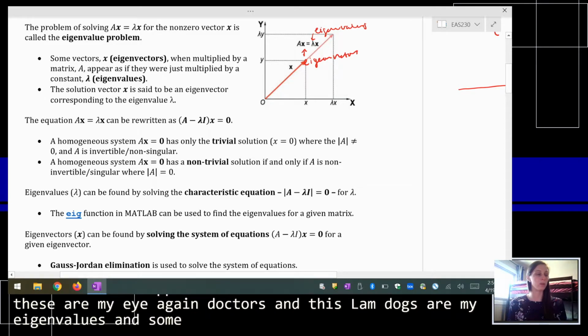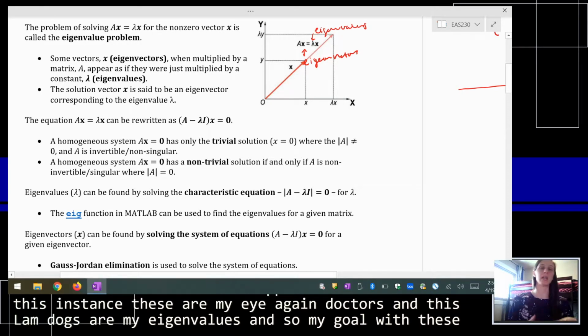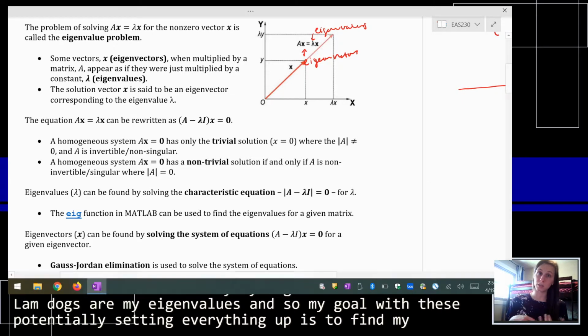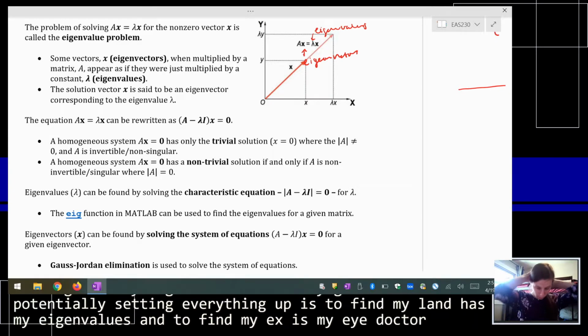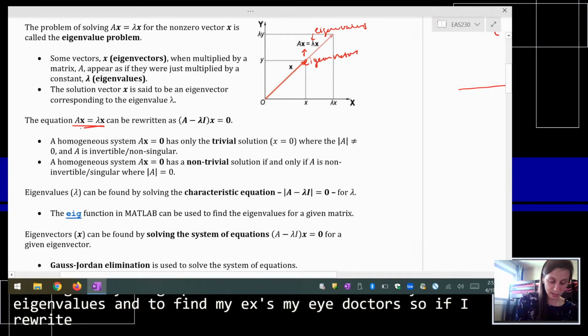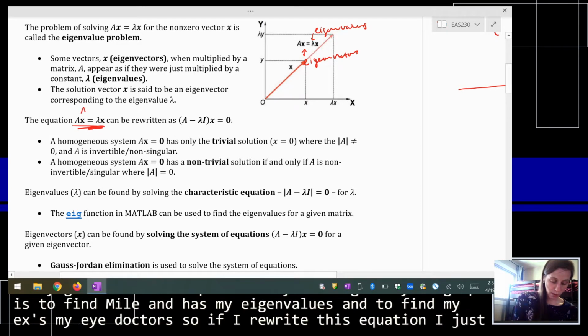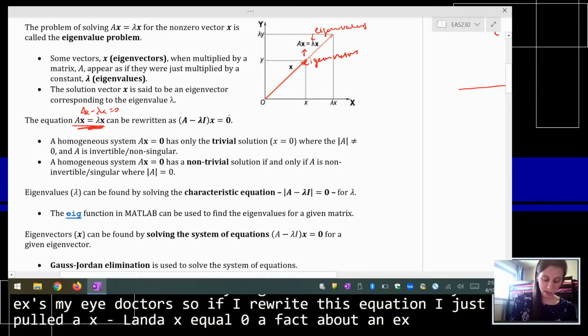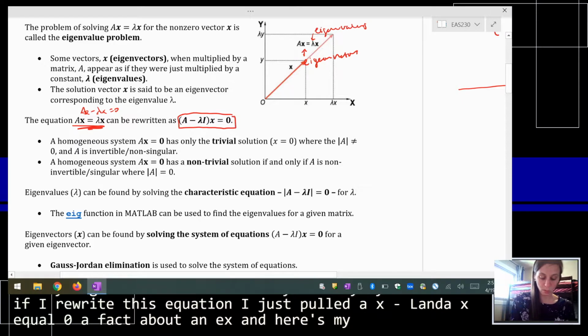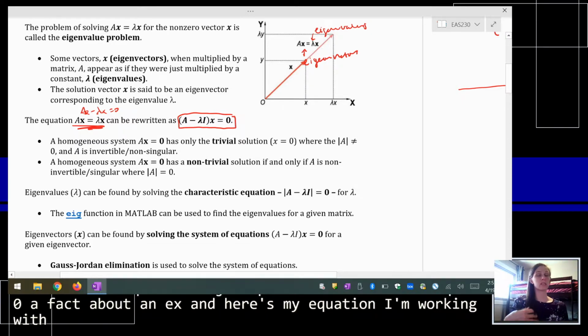Okay, so my goal, essentially setting everything up, is to find my lambdas, my eigenvalues, and to find my x's, my eigenvectors. So if I rewrite this equation, I just pull Ax minus lambda x equals 0, I factor out an x, and here's my equation I'm working with. So note, this is a homogeneous system.